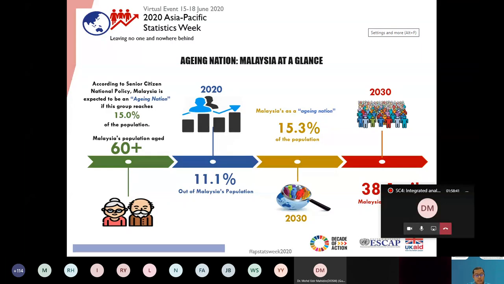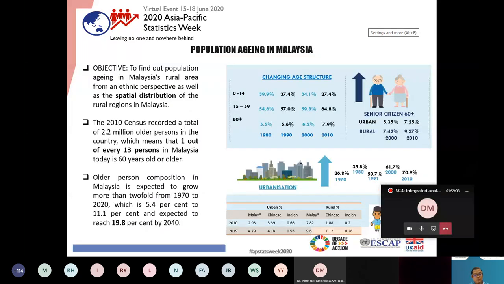But in Malaysia, as stated in the National Policy for Senior Citizens, Malaysia is expected to become an aging nation when the group aged 60 plus reaches 50% of the population. And forecast by the Department of Statistics Malaysia, Malaysia will become an aging nation in the year 2030. To date, Malaysia has already reached 11.1% of the Malaysian population.